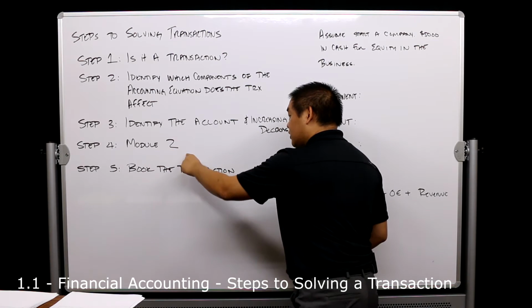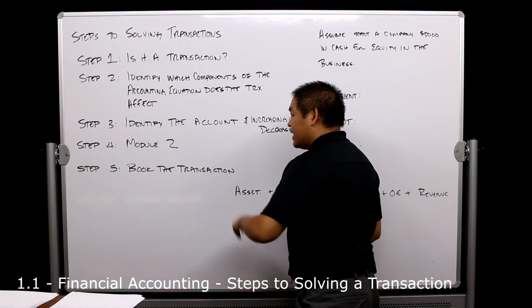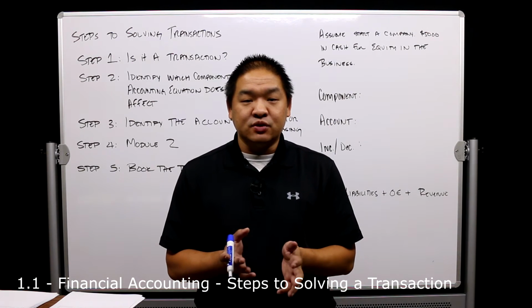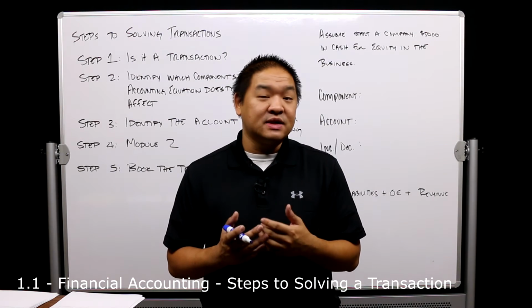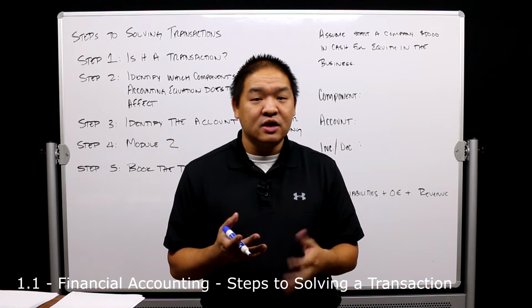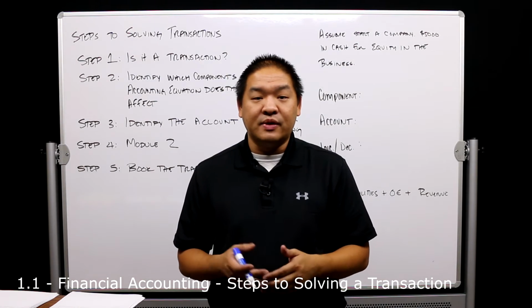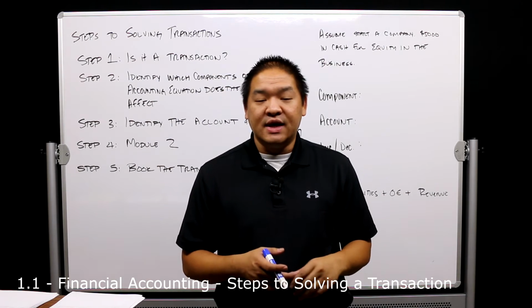Step number 4, we're going to look at later on, so we're going to skip step number 4, and step number 5, we're going to book the transaction into our books. So for today's purposes, we're going to book them into the books, but it's not necessarily the proper way to book in the books. We just want you to get an idea of how we book into the books, and then we'll show you the proper way when we talk about actual journal entries in a later lesson.